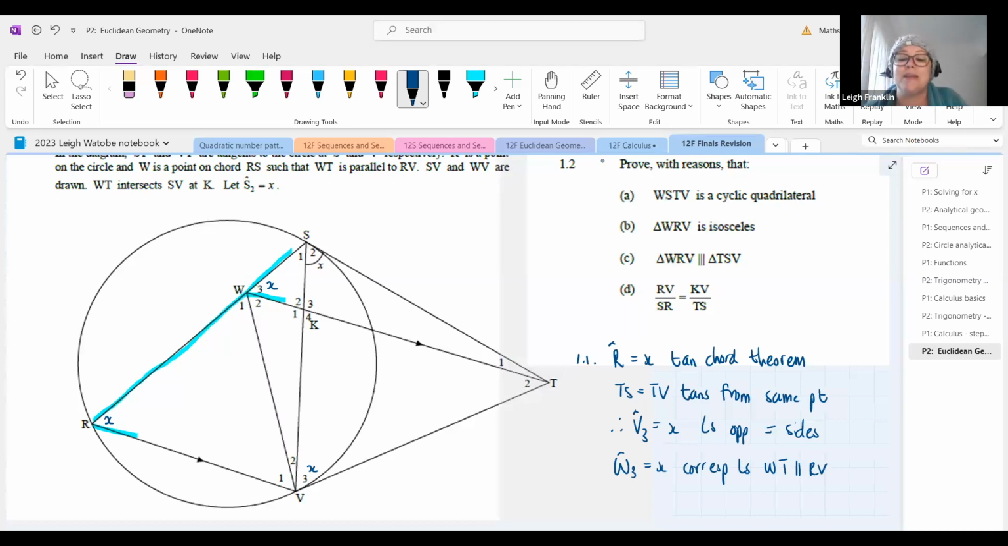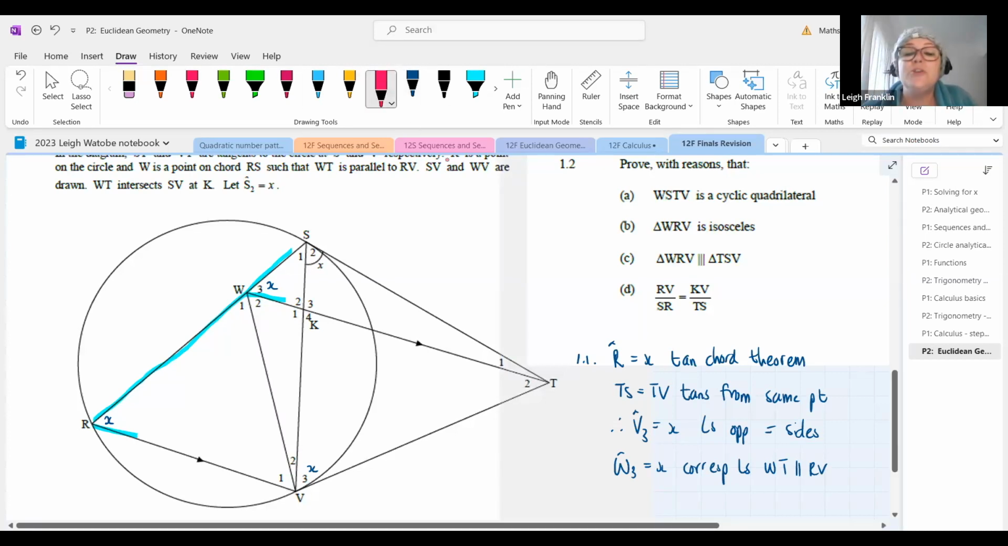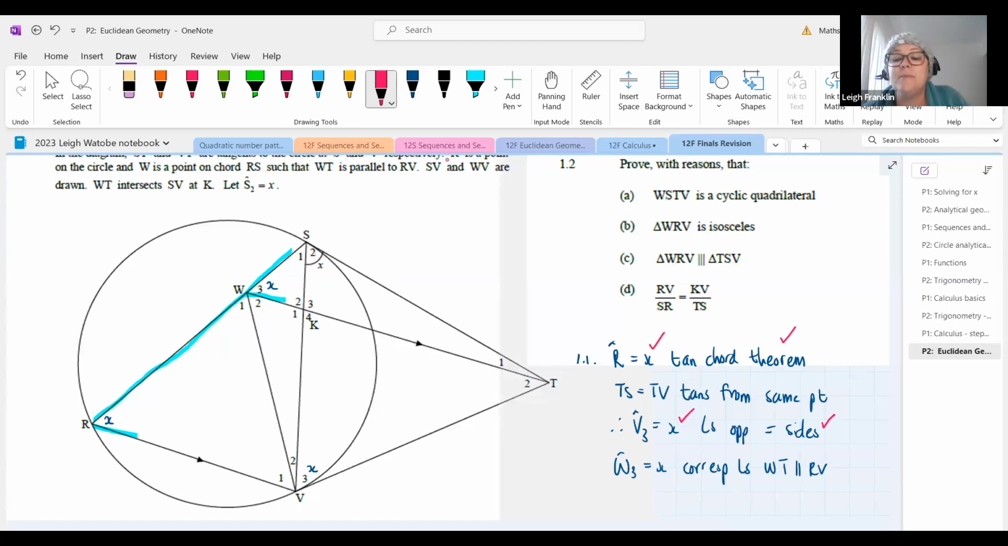So this was out of 6. So what they would be doing here is statement, reason. You must include this: TS equals TV, tangents from the same point, and then statement, reason, statement, reason. Okay, and remember, with corresponding, alternate, co-interior, and proportionality intercept theorem, we have to name the parallel lines.